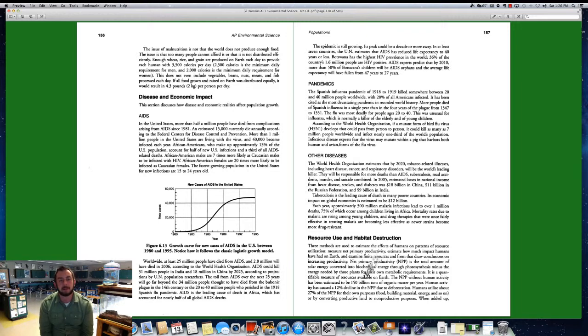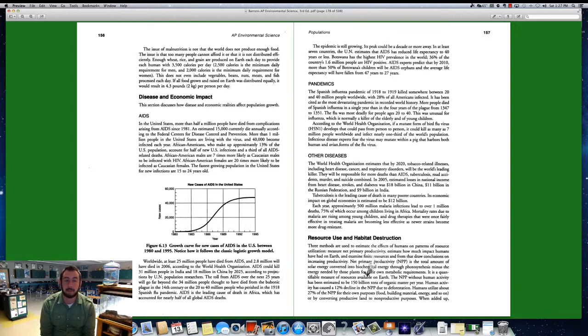More than 1 million people in the U.S. are living with the virus right now, and 40,000 become infected each year. African Americans make up approximately 13% of the U.S. population, account for half of the new U.S. infections, and a third of all AIDS-related deaths. African American males are 7 times more likely than a Caucasian male to be infected with HIV. African American females are 20 times more likely to be infected as Caucasian females.